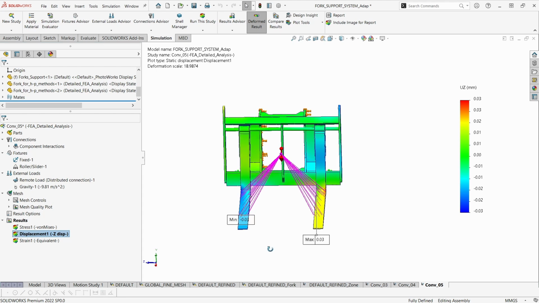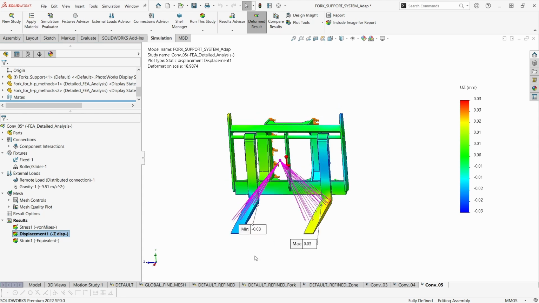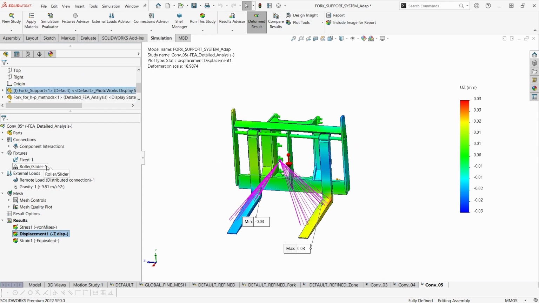of the fork. Good. Then, considering all the types of boundary conditions that we have reviewed in this channel until now, which is the first boundary condition that comes to your mind to restrict only one translation? Exactly, the roller slider. Let's go back to our fork simulation.